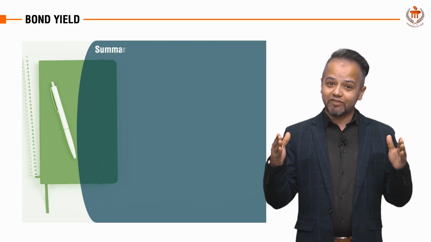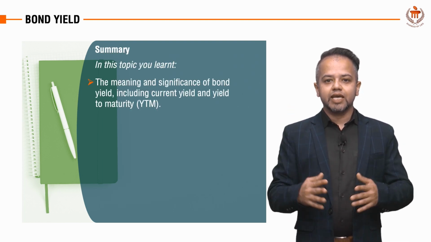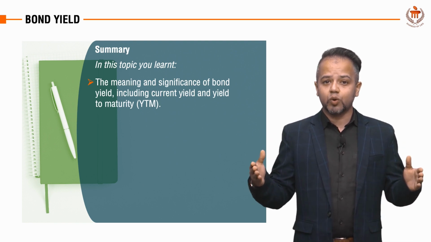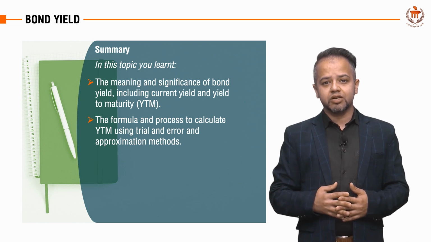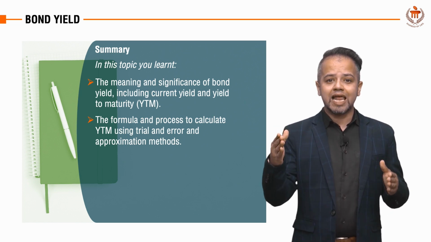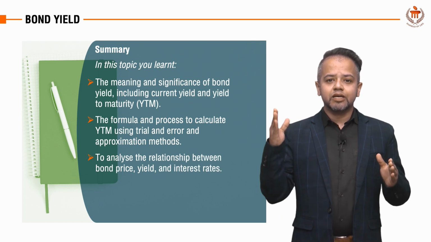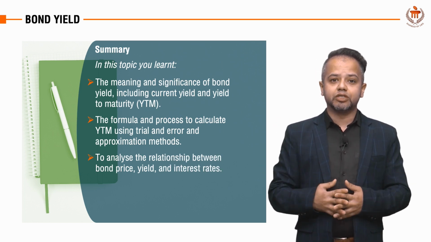In this session, we have learned the meaning and significance of bond yield, including current yield and yield to maturity, which is often termed as YTM. We have learned the formula and process to calculate YTM using trial and error and approximation methods. We have learned to analyze the relationship between bond price, yield, and interest rates.